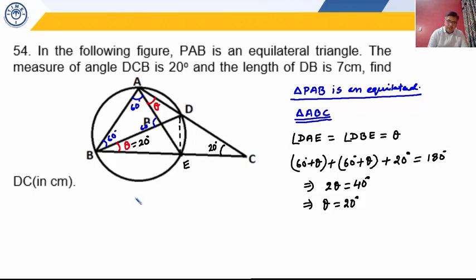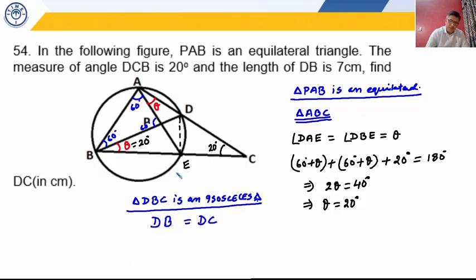If theta is 20 degree, can I say triangle DBC is an isosceles triangle? If triangle DBC is an isosceles triangle, then DB is equal to DC. This side is equal to this side. Why? Because angles are equal. So according to your question, DB is 7 centimeter. So the DC is again 7 centimeter. I hope this is fine. Alright, okay.